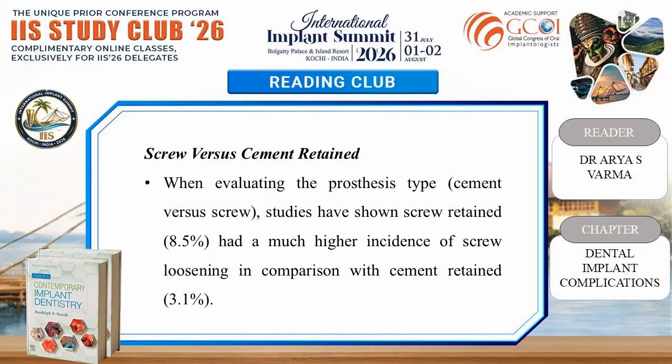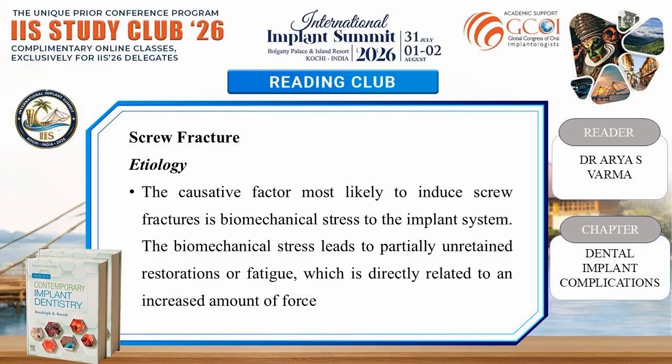Screw versus cement retained. When evaluating the prosthesis type, cement versus screw, studies have shown screw retained, at 8.5%, had a much higher incidence of screw loosening in comparison with cement retained, at 3.1%. Screw fracture etiology. The causative factor most likely to induce screw fractures is biomechanical stress to the implant system. The biomechanical stress leads to partially unretained restorations or fatigue, which is directly related to an increased amount of force.